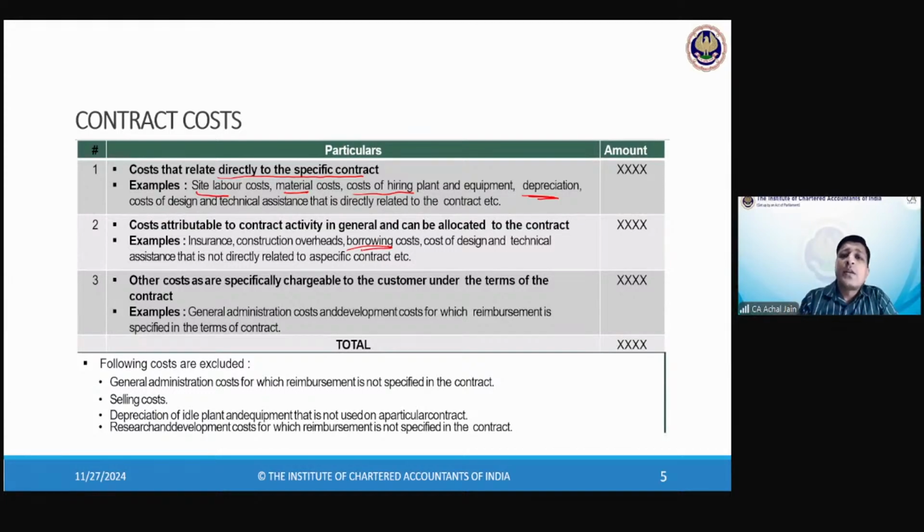Yeah. There could be some assistance in relation to design, in relation to the technical aspects. Or any other cost which is directly attributable. Directly attributable means which is directly linked to the construction of that asset. So all of those costs should be added to the cost of the contract, except selling cost. Now, what do you mean by selling or marketing cost? See, please try to understand it this way.